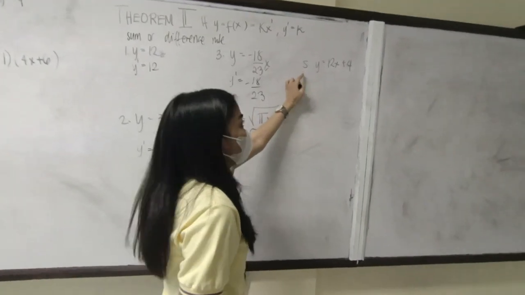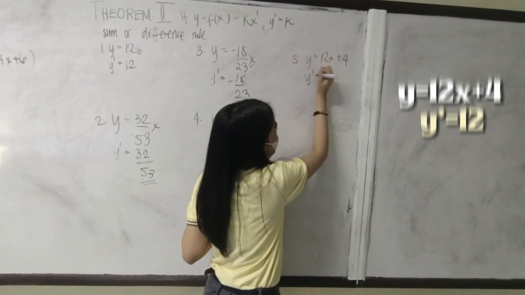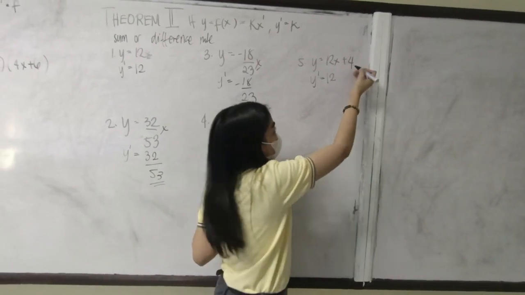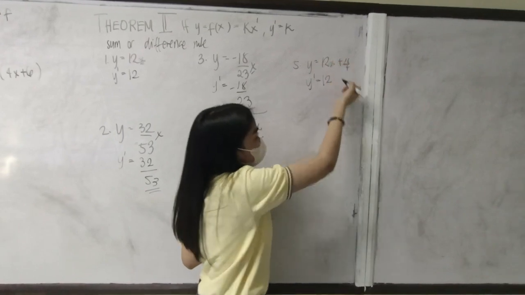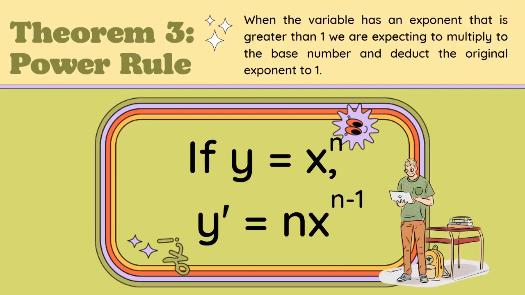Then for the last example, we have y equals 12x plus 4. And using the rule, y prime equals 12. And according to our theorem 1, the 4 will be removed, and using theorem 2, the x will also. This is our final answer. Proceed to theorem 3. It is the power rule, or I should call it an enhanced theorem 2. When the variable has an exponent that is greater than 1, we are expecting to multiply the exponent to the base number and deduct 1 from the original exponent.